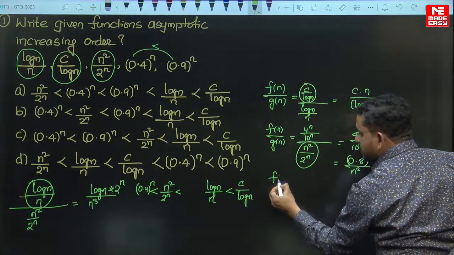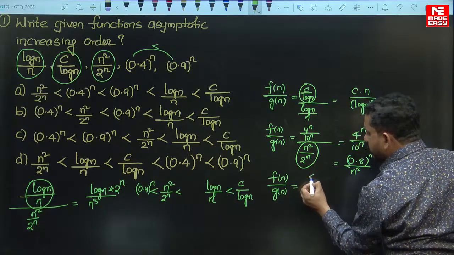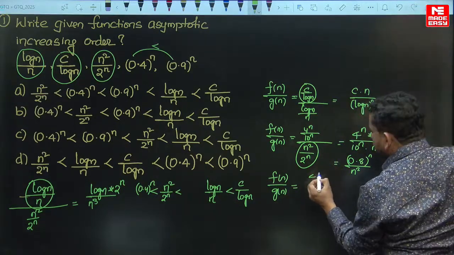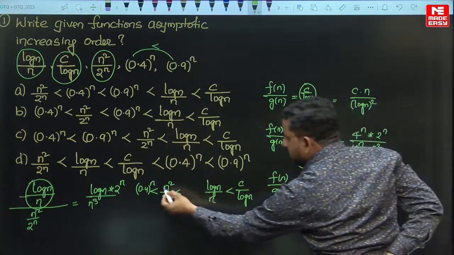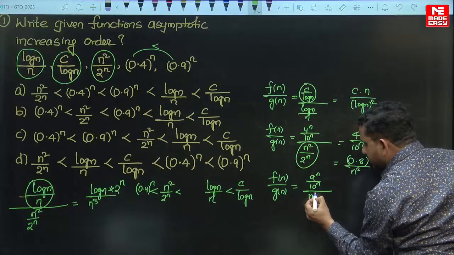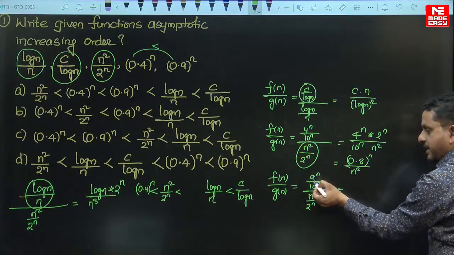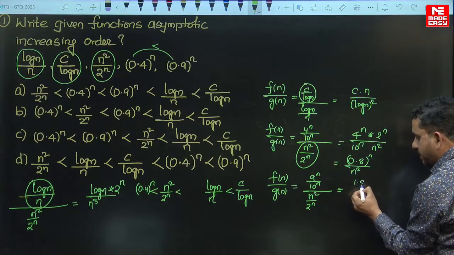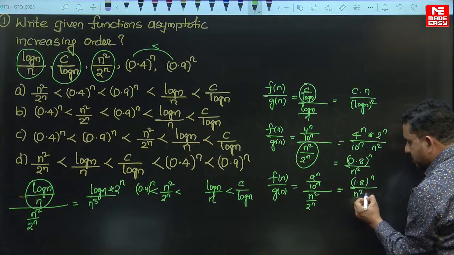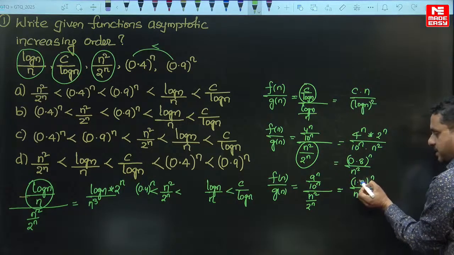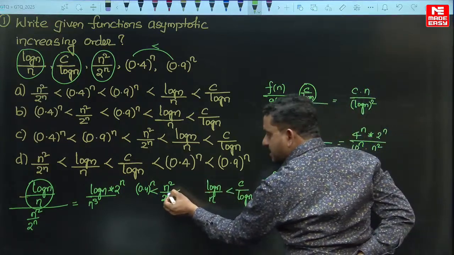So if you calculate the f of n by g of n ratio, 0.9 power n can be written as 9 power n by 10 power n, and the denominator is n square by 2 power n. So this is 1.8 power n divided by n square. Exponential and polynomial, so the numerator is bigger, so 0.9 power n is bigger than this one.